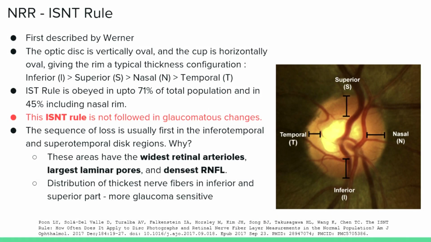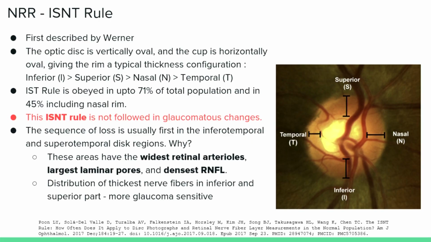Now, the ISNT rule was first described by Jonas. The optic disc is vertically oval and the cup is horizontally oval, giving the rim a typical configuration of inferior thickest followed by superior, followed by nasal and temporal. This ISNT rule is obeyed in up to 71% of total population, and including the nasal rim it is obeyed in 45% of the population. However, this ISNT rule is not followed in glaucomatous changes. The sequence of loss is usually first.